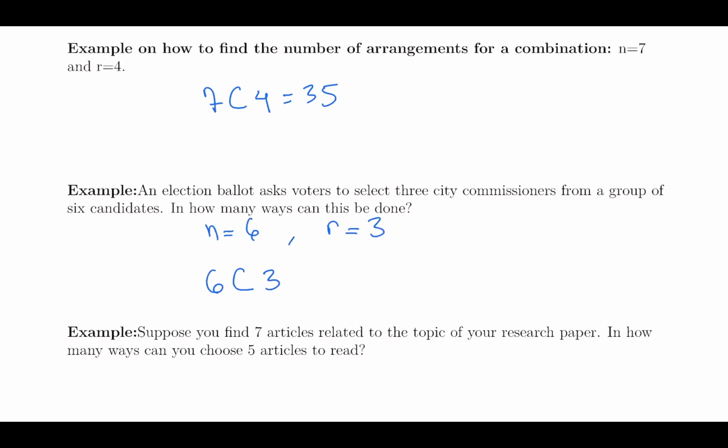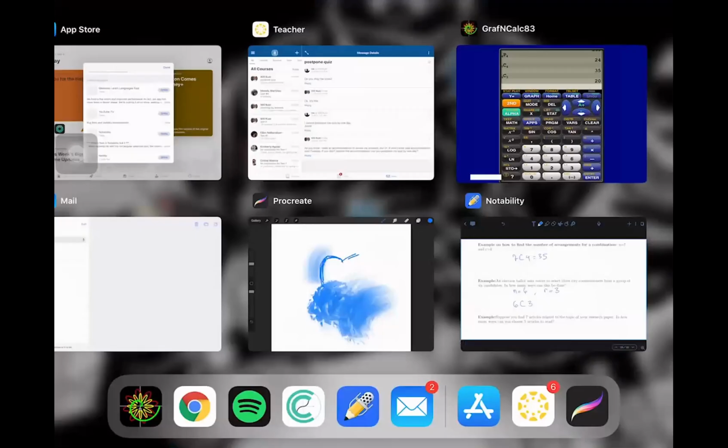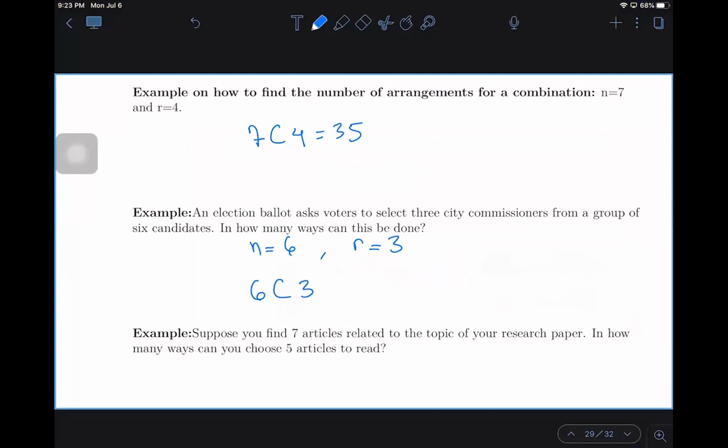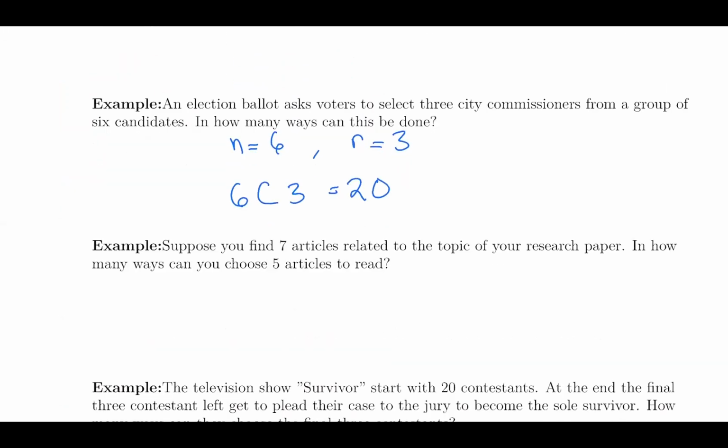So let's go ahead and do that here. If you want to, you can also press second and enter, and then you can change it right there. So I can put 6 and 3 and you get 20. Cool. So this is telling me there are 20 different ways that I could choose 3 people to fill the city commissioner spots. All right, and that's it for that last prompt. Any question for that last prompt? All right, let's do this next prompt.